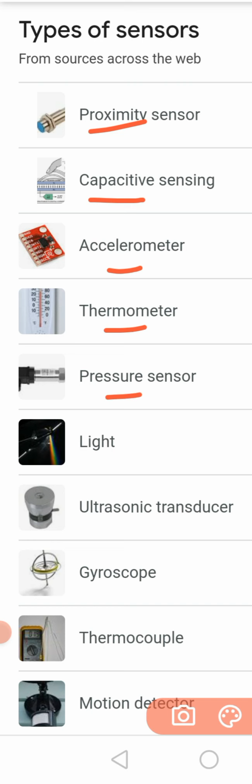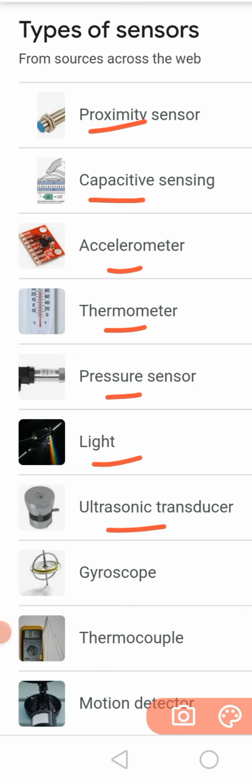Next one is the pressure sensor. As the name suggests, it is used to detect the pressure or the force or a mechanical stress that is exerted on an object or experienced by an object. Next one is the light sensor. As the name suggests, it is used to detect the light and various properties of the light.